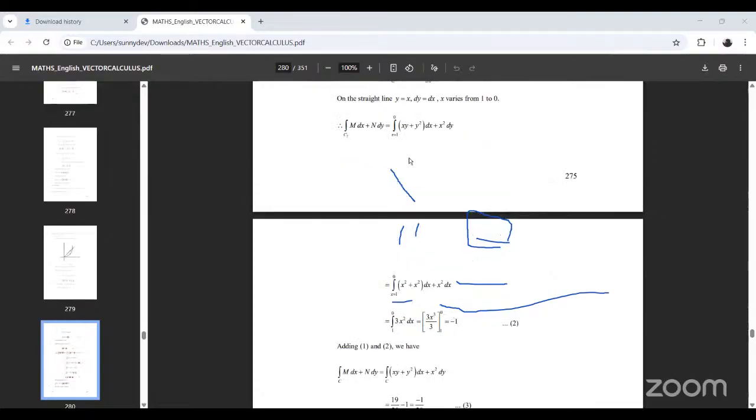Now substitute the same; totally we are changing everything into x. So y equal to x. If you substitute y equal to x, x into x becomes x square, and in place of y we substitute x, which becomes x square. So x square plus x square into dx, and here x square into dx. So completely it changes to 3x square into dx. That will become 3x cubed by 3, with 0 as the upper limit and 1 as the lower limit, and we get minus 1.